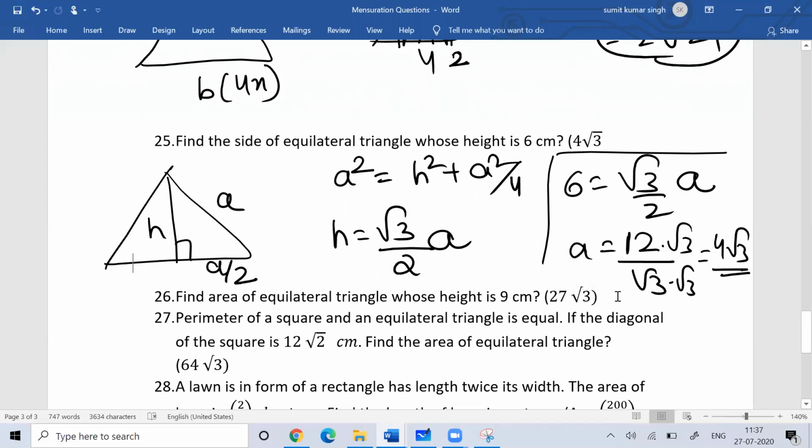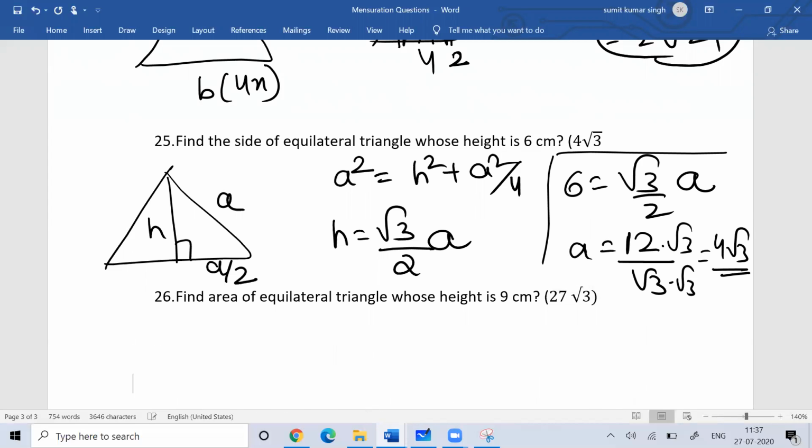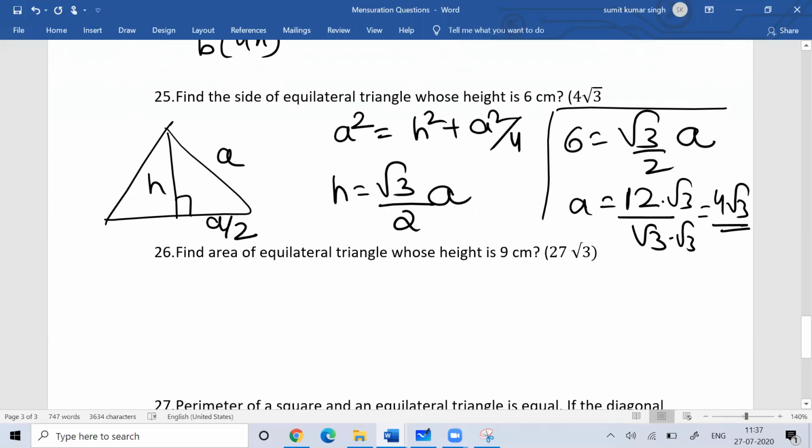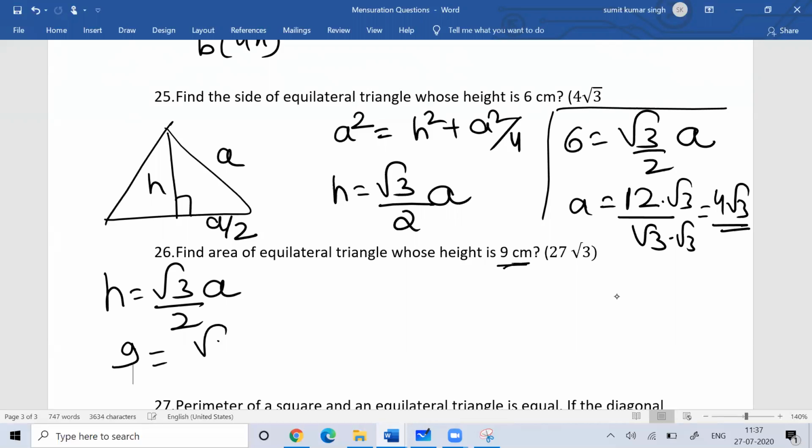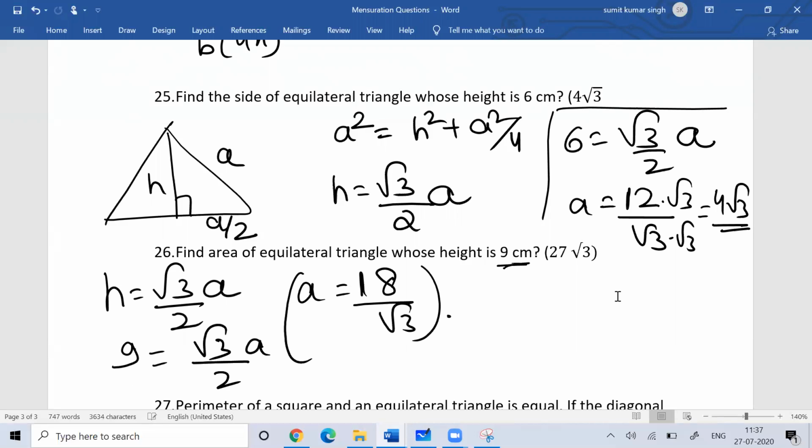So then next question. Find the area of equilateral triangle if the height is 9. Again the same logic. Height formula of equilateral triangle is root 3 by 2 a. Okay, so height is 9, so that is root 3 by 2 of a. So you can find the a. The a value is 18 by root 3.